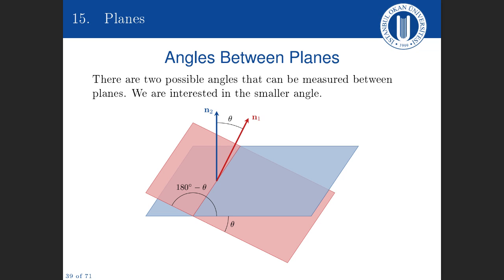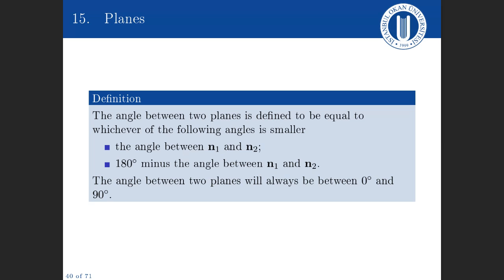Let's talk about the angle between two planes. Looking at this picture, we can see that there's actually two angles that we could be interested in. We could be interested in the angle theta, or we could be interested in the angle 180 degrees minus theta. And actually, the one we want is whichever one is smaller. We either want the angle between N1 and N2, or we want 180 degrees minus this angle, whichever one is smaller.